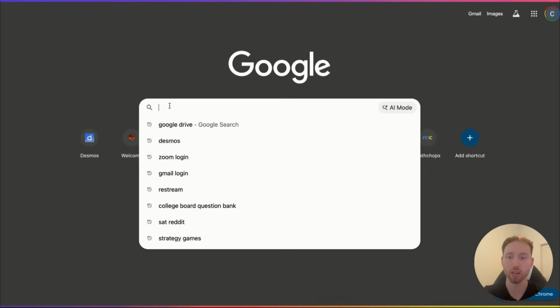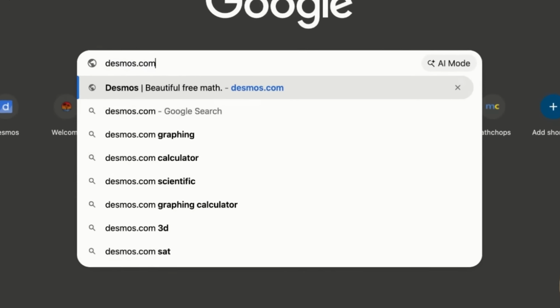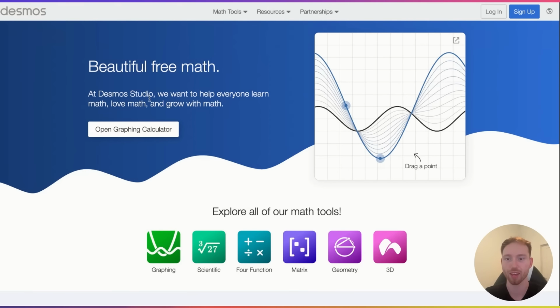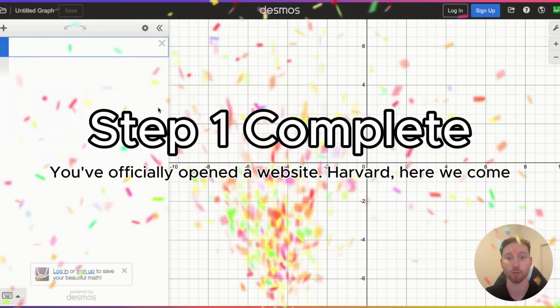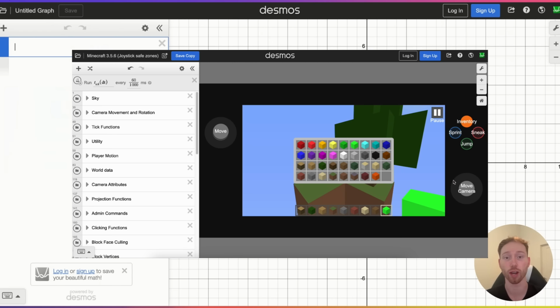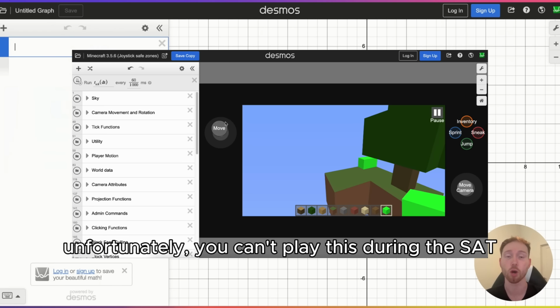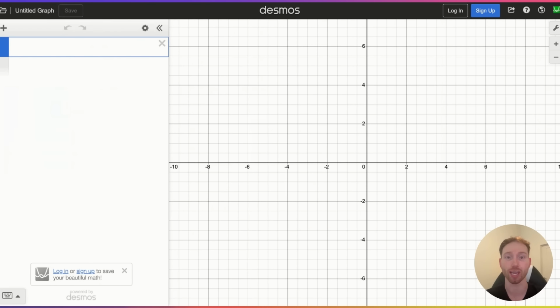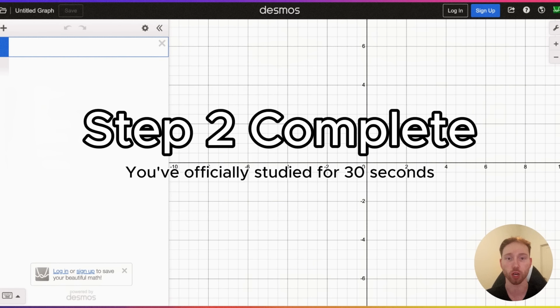Timestamps are below. You can find it just by typing in desmos.com, and it's going to be the first one that pops up, Desmos Beautiful Free Math, and you're going to want to go ahead and just open Graphing Calculator. So Desmos is just an online graphing calculator that you are able to use on the SAT exam. Why it's fantastic is that it can graph equations really quickly, and it's very easy to find points on an equation or graph like the x-intercepts, the y-intercept, all the stuff I'm going to cover in this video.